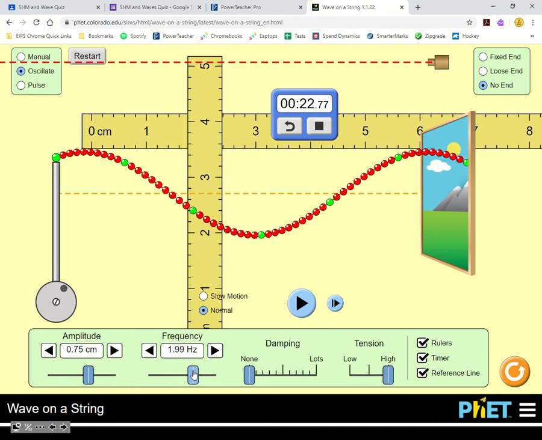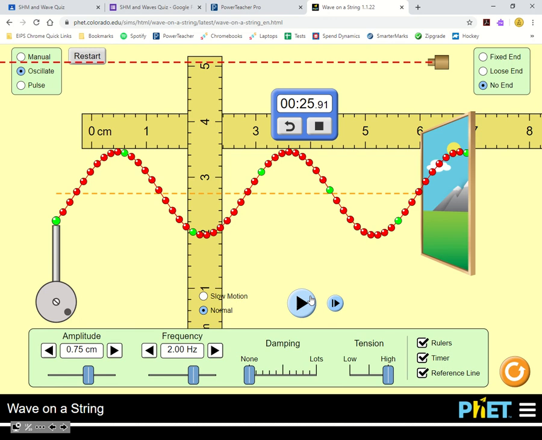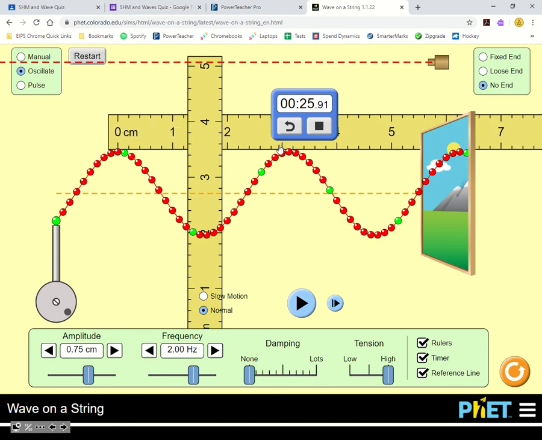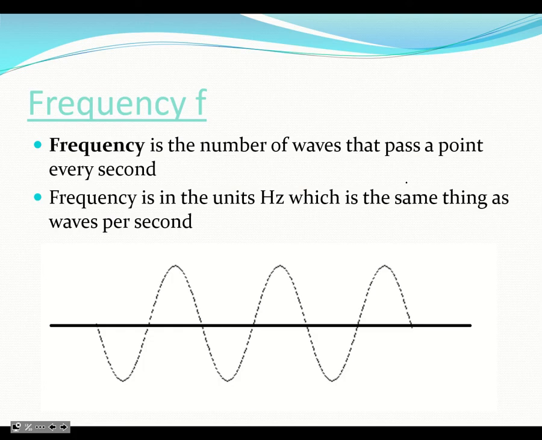And when I have it at 2 hertz, our wavelength looks to be about 3 centimeters. So when we doubled our frequency, we halved our wavelength. So that's an important relationship that we're going to talk about.